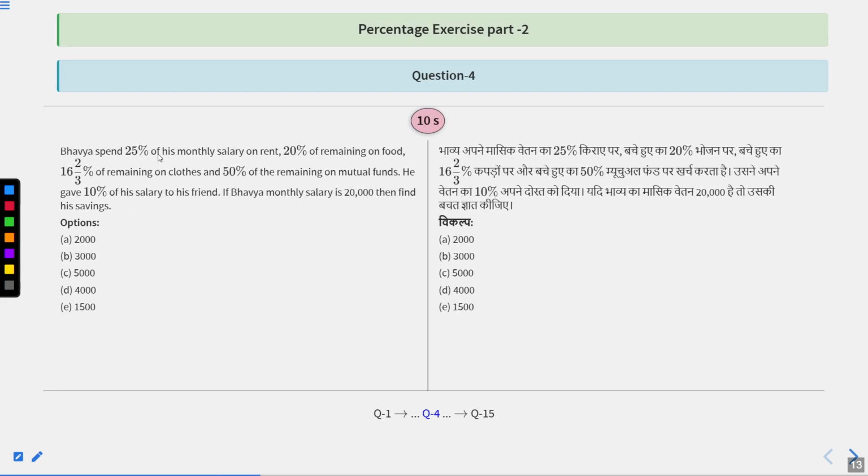Bhavya spent 25% of his monthly salary on rent, 20% of the remaining on food, 16 2 by 3% of the remaining on cloth, and 50% of the remaining on mutual fund. He gave 10% of his salary to his friend. If Bhavya's monthly salary is 20,000, then find his saving. You have 5 options and 10 seconds to solve this question. Your time starts now.